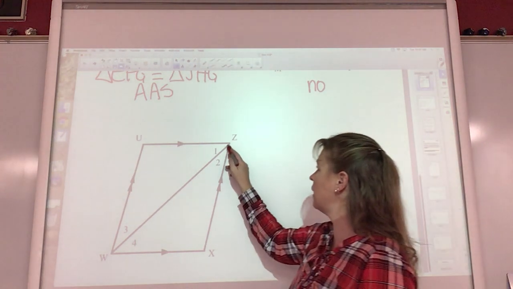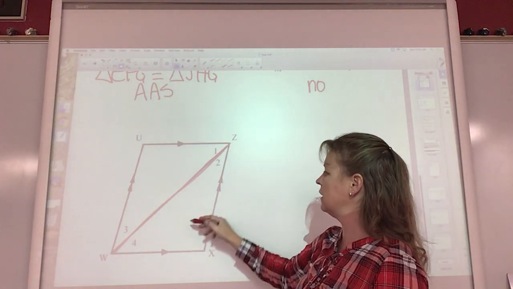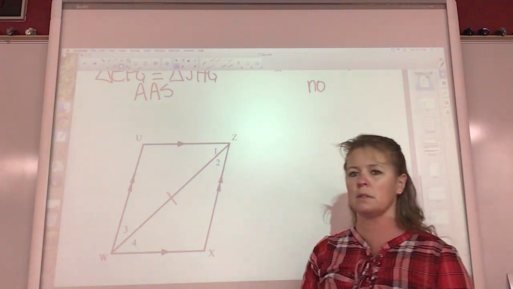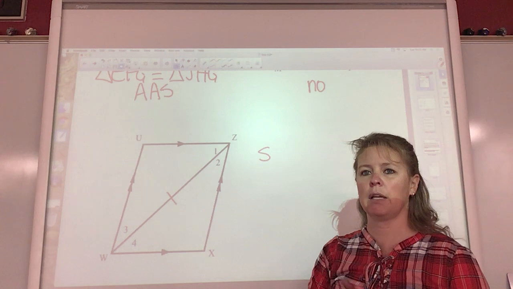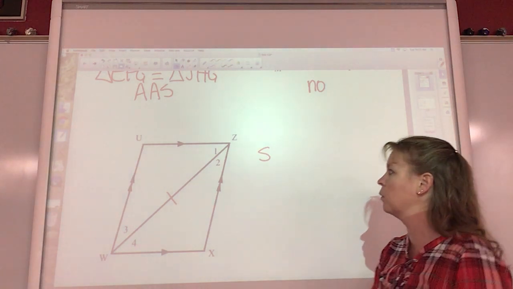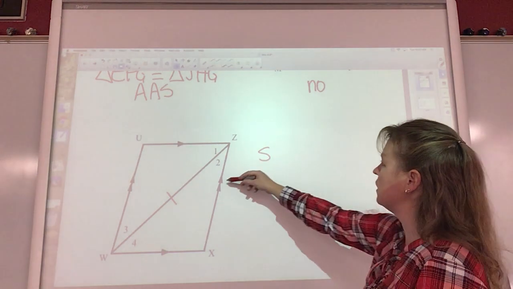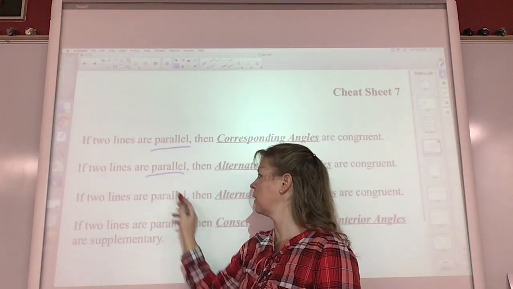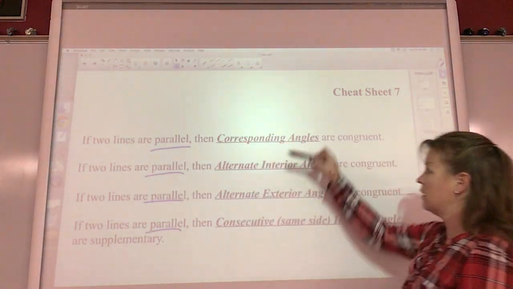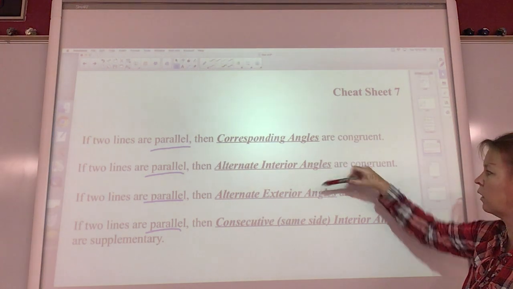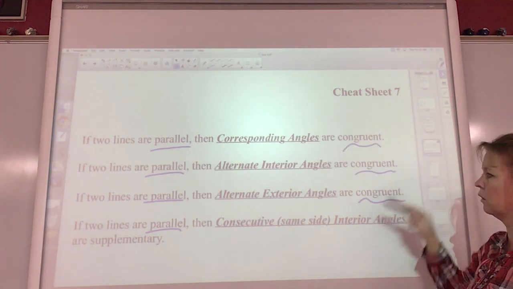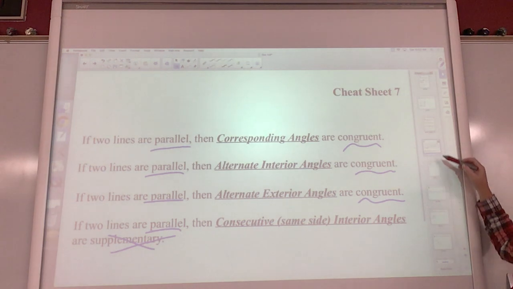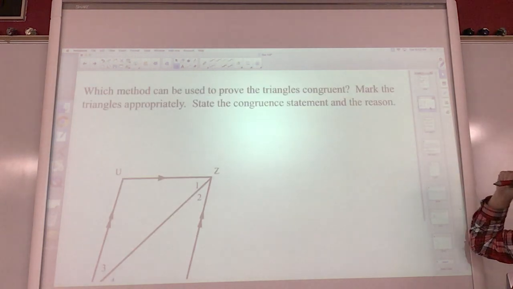We can do the really obvious one that we keep using over and over. Side ZW is congruent to side ZW by the reflexive property. So I can do a single mark there. So I know I have a side. Can I come up with a couple of angles or a couple of sides to go with that? Using parallel, as soon as you see those parallel markings, you should jump to cheat sheet 7. If two lines are parallel, we either need to have corresponding angles, alternate interior or alternate exterior angles to prove congruent. We don't need supplementary. That's not going to help us. So can we find corresponding, alternate interior, alternate exterior angles? Hopefully you were good at this in chapter 3.